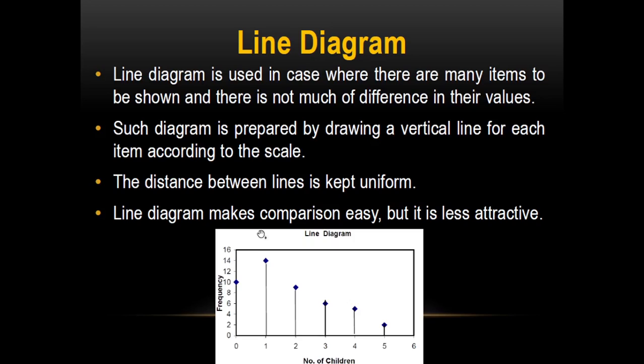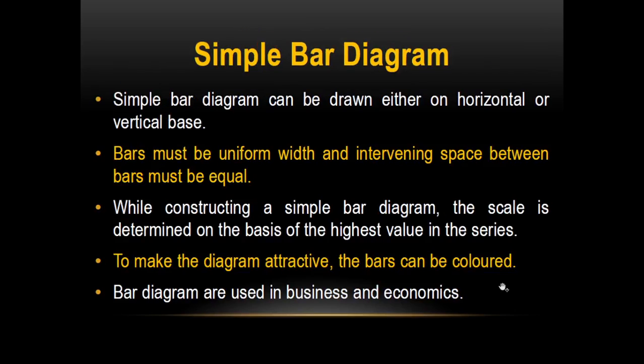It makes comparison very easy, but it is less attractive. Next one is the simple bar diagram. It is very much useful. It can be drawn either horizontally or vertically. Bars must be of uniform width and the intervening space between bars must be equal.